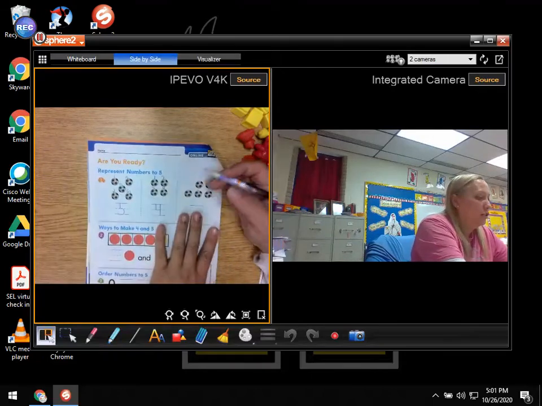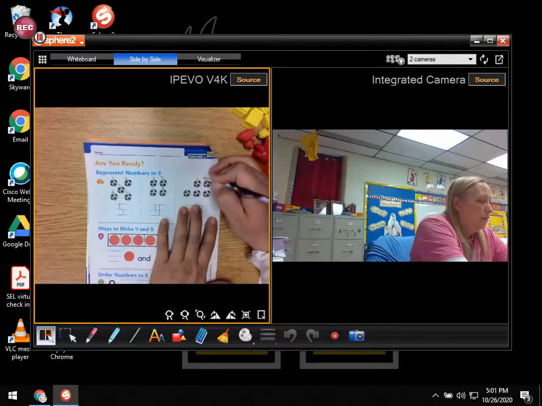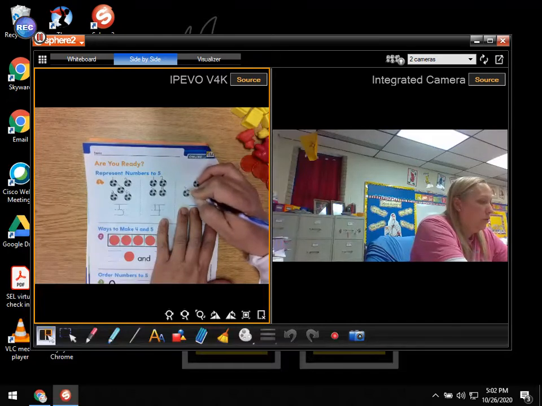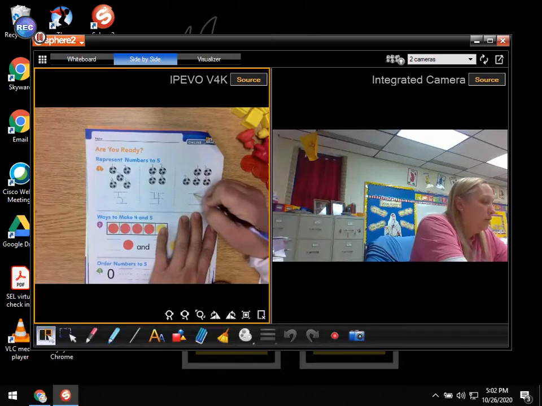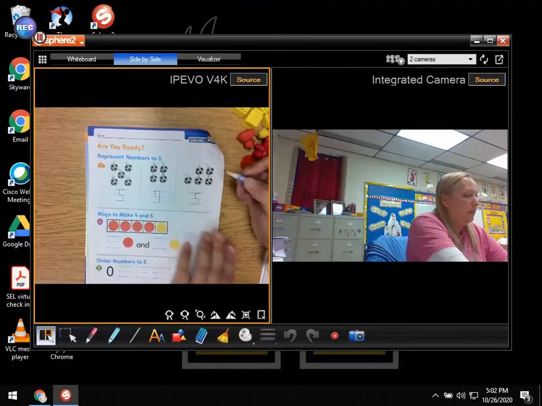Okay, and then our next group is 1, 2, 3, 4, 5. There's 5 more soccer balls. So I'm going to come down halfway, a belly, and across the top. Okay?